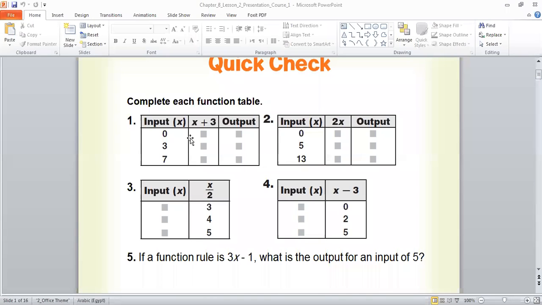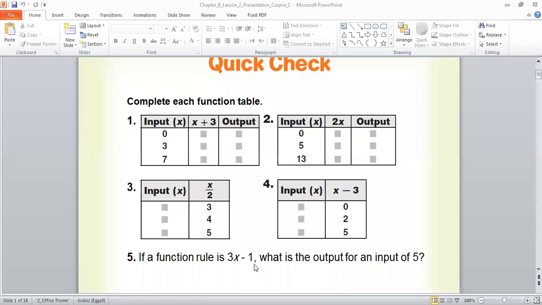So the answer here will be 3. I need to check my answer, right? If 3 minus 3, so the answer here will be equal to what? If I make 3 minus 3, tell me. 0. It will be 0. I check my answer and my answer is right. Okay? We will go to question number 5.